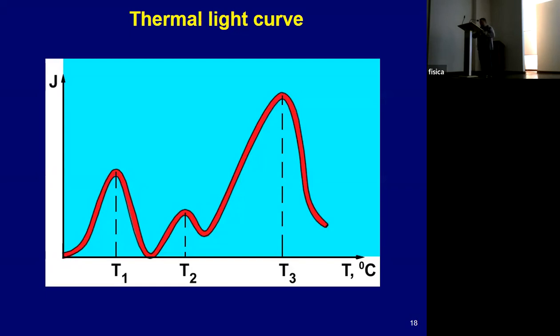The shape of the TLC, the thermoluminescence curve, is determined by two competing processes: the thermal release of electrons and the depletion of levels. For practical purposes, phosphors with TLCs are usually used in which the intensity of one maximum may be much higher than that of the others. So this one is very big, and that one is small.